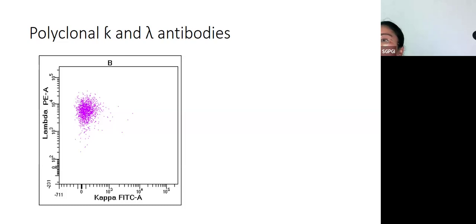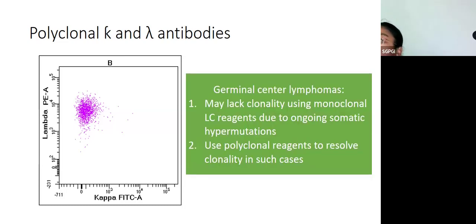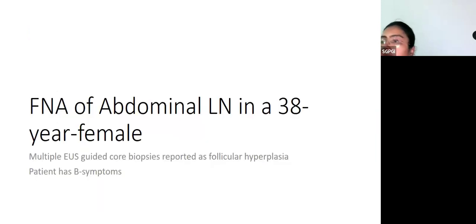The other issue we solved by using polyclonal reagents. So germinal center lymphomas may lack clonality if you're using monoclonal light chain reagents because there are ongoing somatic hypermutations. The particular epitope that is targeted by your anti-kappa antibody or anti-lambda antibody might have been deleted in that somatic hypermutation. So it will give you a false appearance that nothing is expressed on this cell. And it is important to use polyclonal reagents to resolve clonality in such cases.